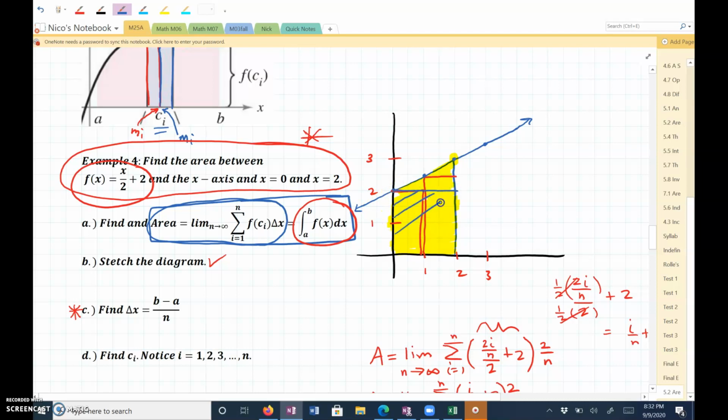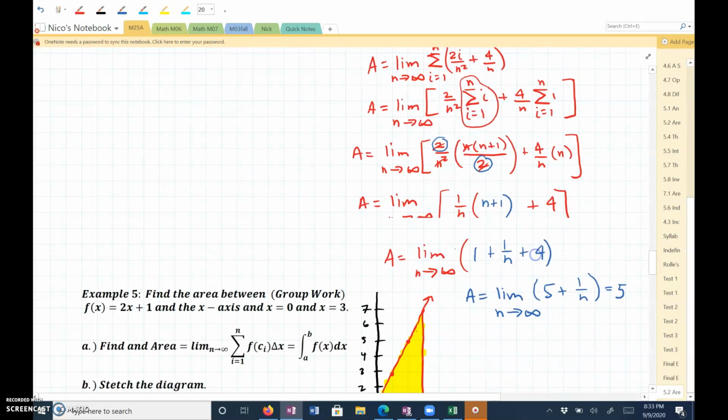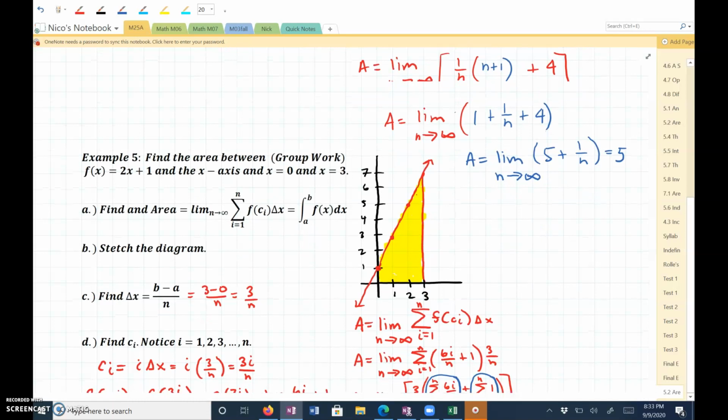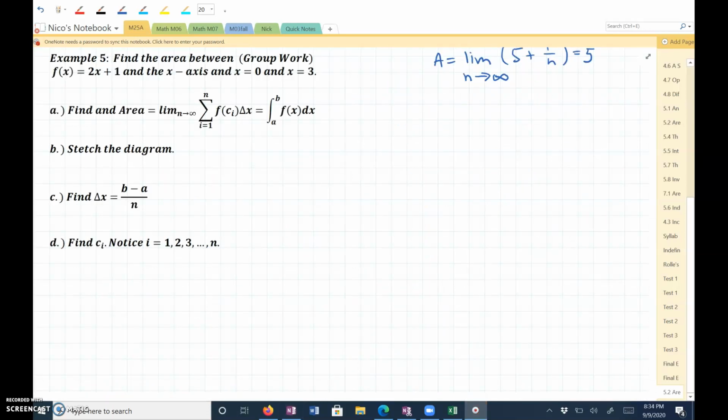Let's see if that adds up. So the area of this square would be 2 times 2, which is 4. The area of this triangle would be 1/2 the base, which is 2, times the height, which is 1. So that would be 1. 1 plus 4 is 5. So we did this correctly. Let's try one more of these just to make sure that we have it.